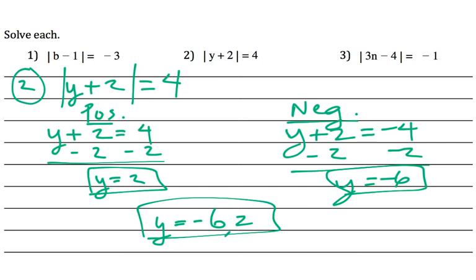Okay, we have to check our answers. Let's plug negative 6 in. Negative 6 plus 2 is, I'm sorry, negative 6 plus 2 is negative 4. But then the absolute value of it makes it end up being positive, and 4 does equal 4.